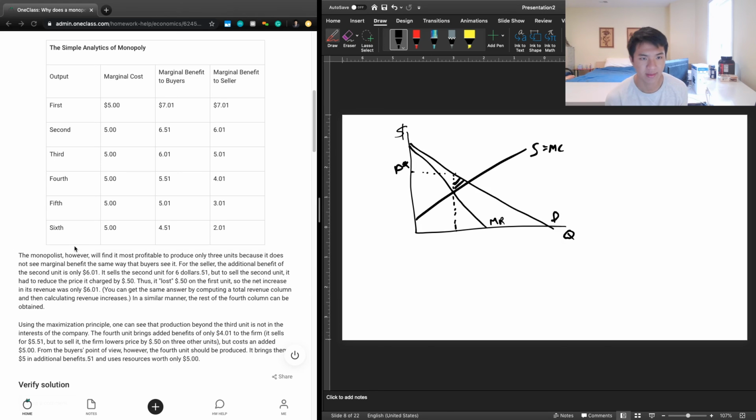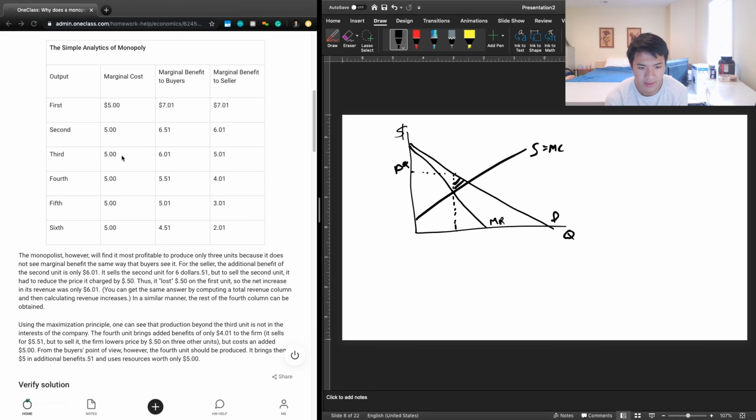This is again the idea that the only way a monopolist can sell more is by reducing its price, and by reducing price, you lose not just money on the current unit, but money on all past units that you were selling. That difference is noted by the difference between these two columns. And so, using the maximization principle, only the third unit is produced because that's where the marginal benefit to the monopolist is equal to the marginal cost of the monopolist.